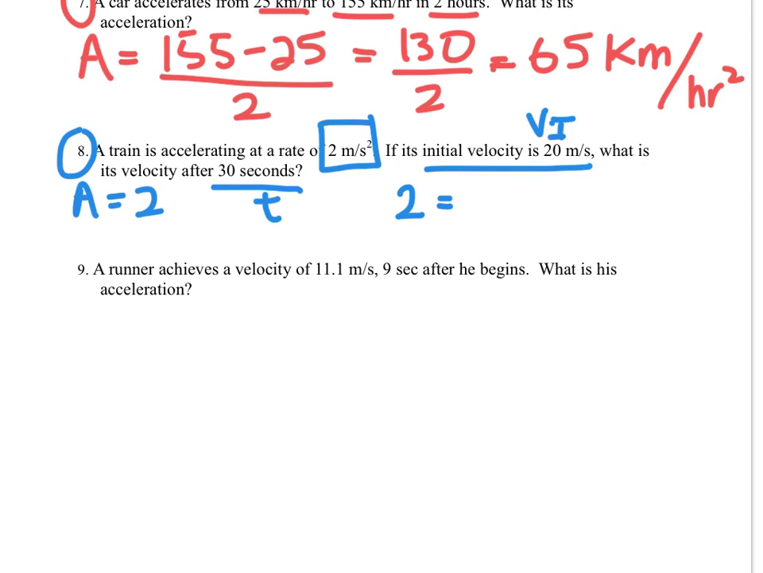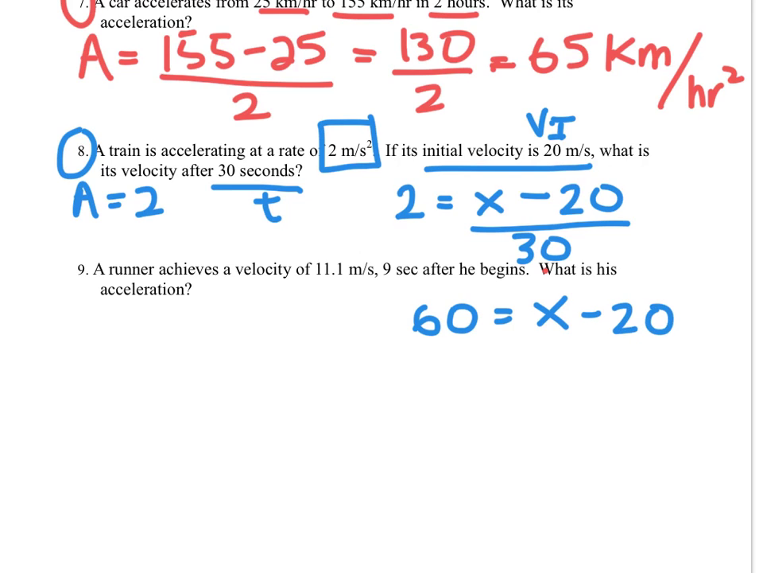Final velocity we don't have, so I'm going to put it as x minus the initial velocity, which is 20, divided by the time, which is 30. Now this is where your algebra is going to come in handy. In order to isolate the x here, I'm going to bring my 30 over to the other side of the equal sign. So I'm going to do 60 is equal to x minus 20.